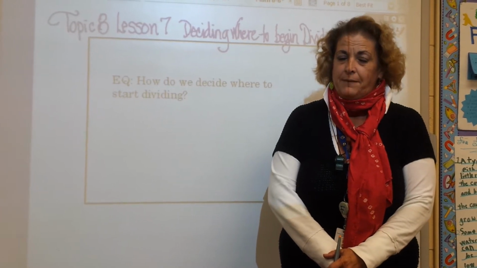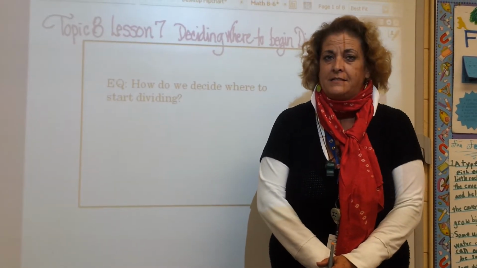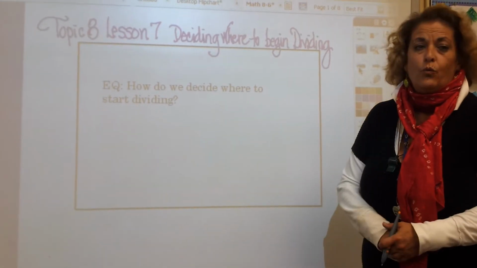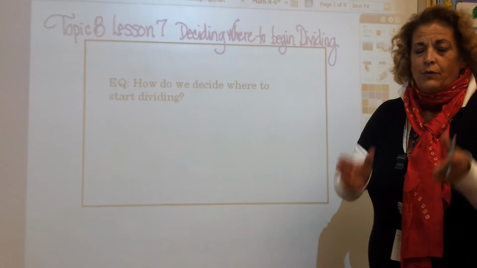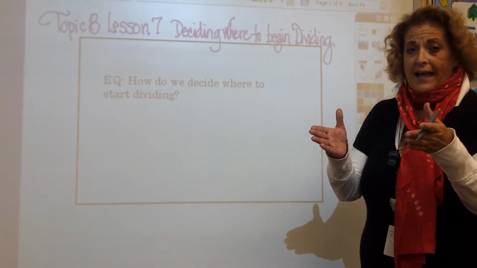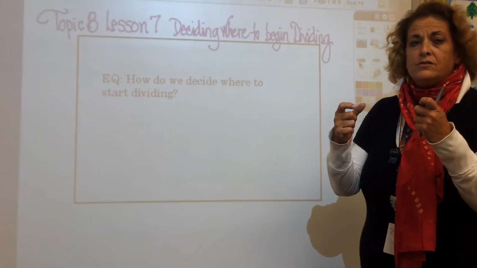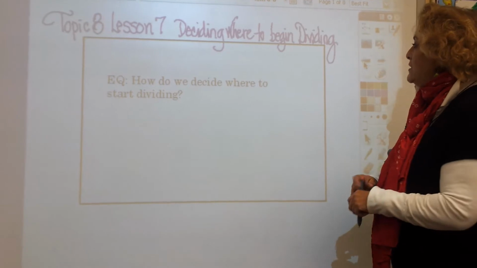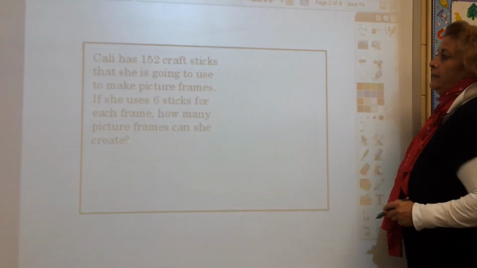We're still working on topic 8. This is lesson number 7. Our essential question for today is, how do we decide where to start dividing? When we look at that divisor and we look at the digits inside the division bracket, we want to know, where do I place the first number of my quotient? So let's take a look at a word problem.